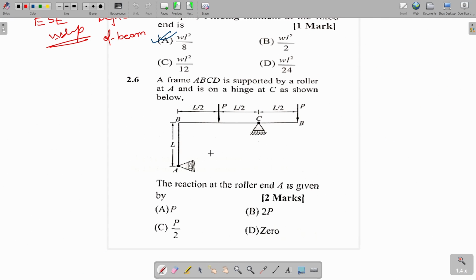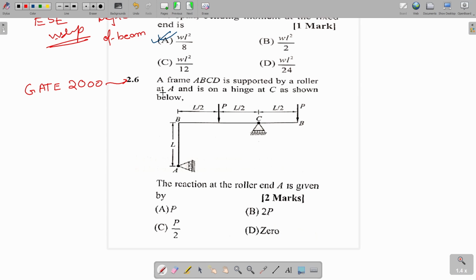My name is Chaki and we are going to solve question number 2.6 from here. This chapter is shear force and bending moment. Question number 2.6 came in the year GATE 2002.